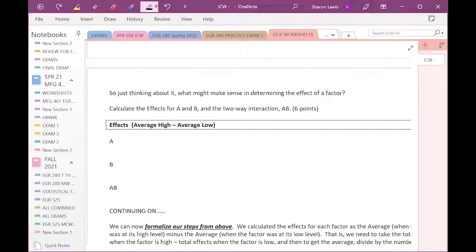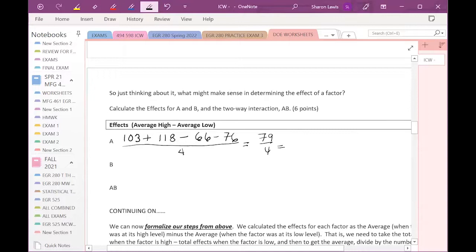Then for the high, it was 103 and 118. Those were the 2 high ones. Now let's subtract off the 2 low ones, minus 66 and minus 76. So that was the total. There were 4 points for each high and low. We had 4 at high and we had 4 at low. So to take the average, we'll divide by 4. That gives us 79 over 4, and that is 19.75.